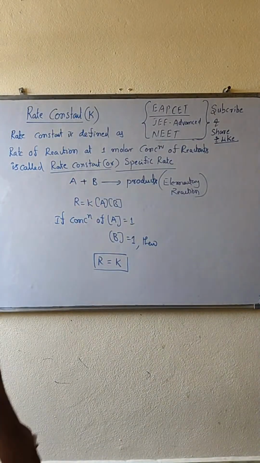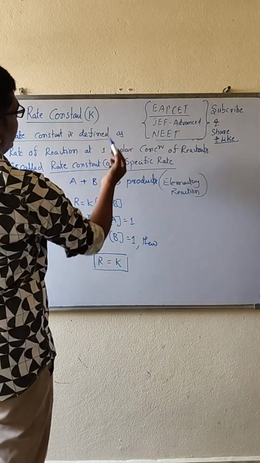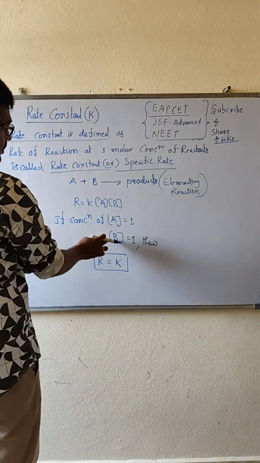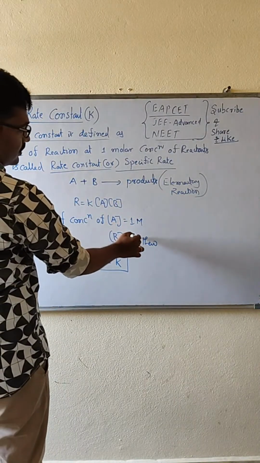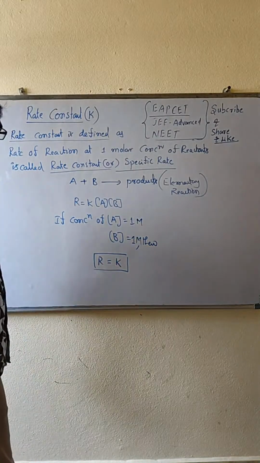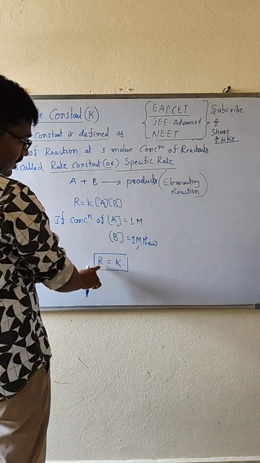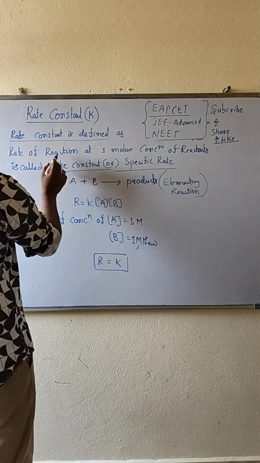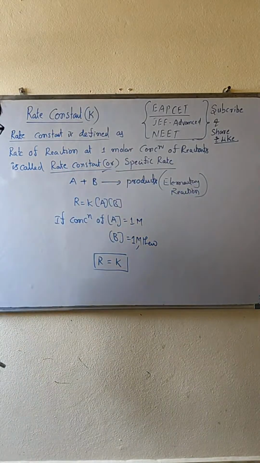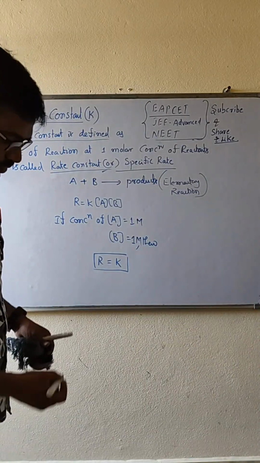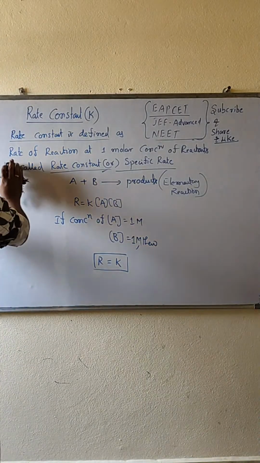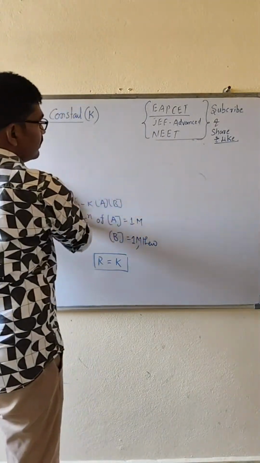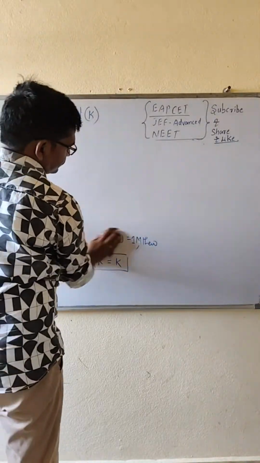That is what we say in the definition: rate constant is defined as the rate of reaction at 1 molar concentration of reactants. So both are 1 molarity, 1 molar concentration of reactants. Then R equals K. Then the rate of reaction is the rate constant. Clear, my dear students? Understand all of you, right? So now, what does the rate constant depend on, and what does it not depend on.